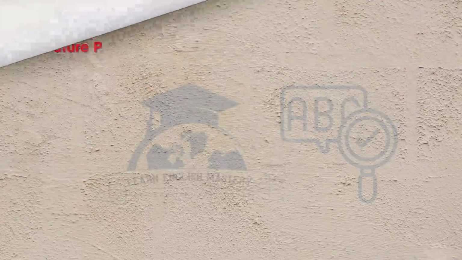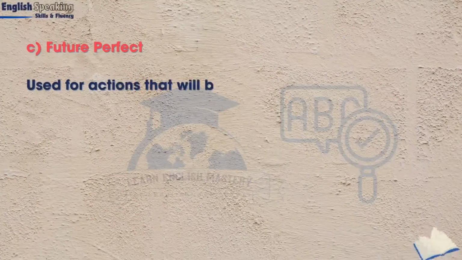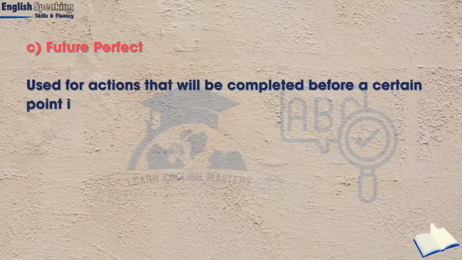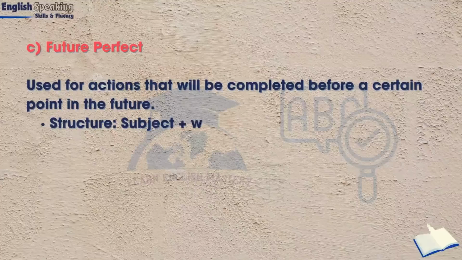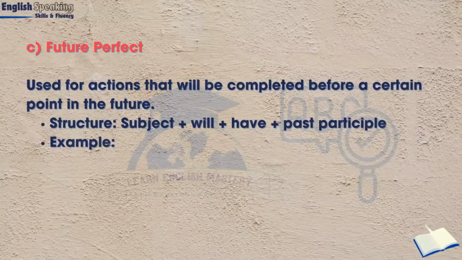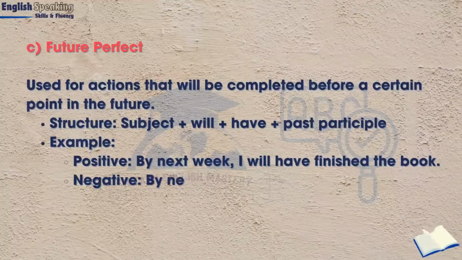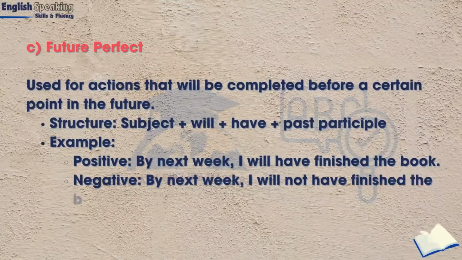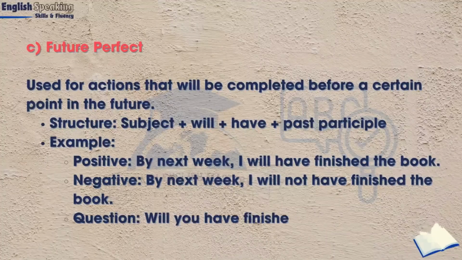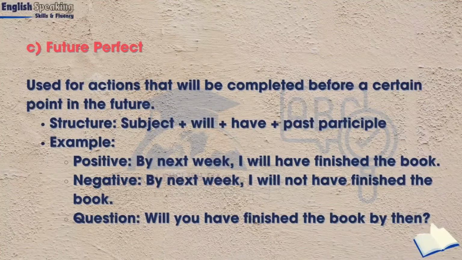c. Future perfect, used for actions that will be completed before a certain point in the future. Structure: subject + will have + past participle. Example: positive, by next week, I will have finished the book. Negative, by next week, I will not have finished the book. Question: will you have finished the book by then?